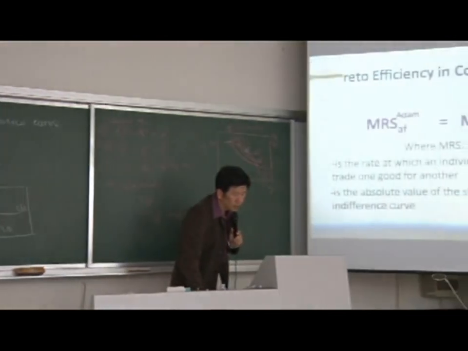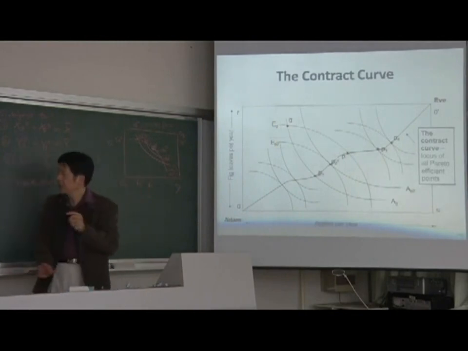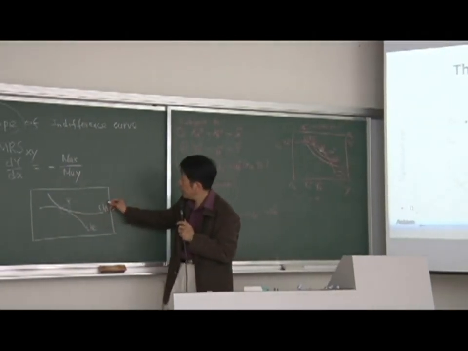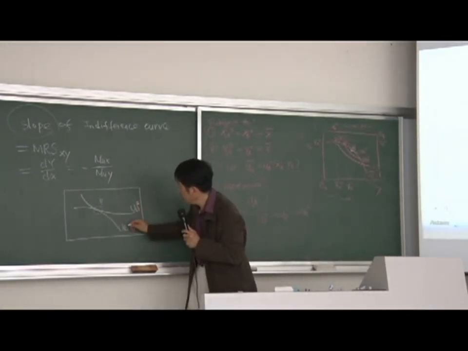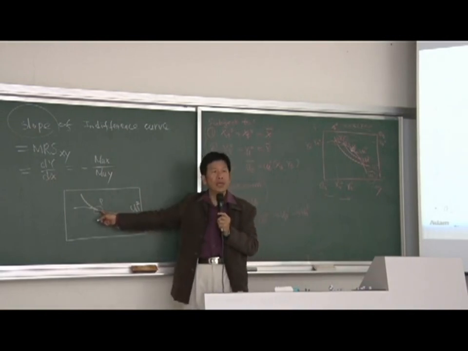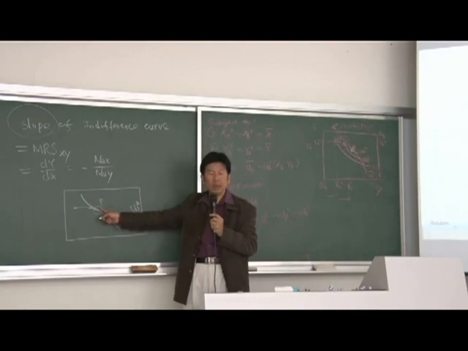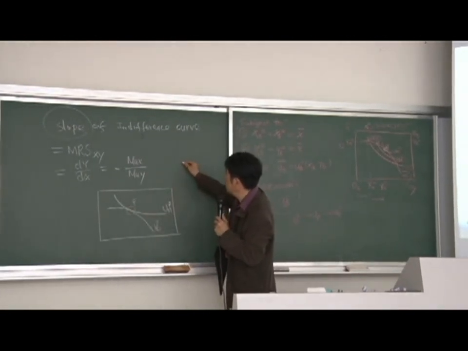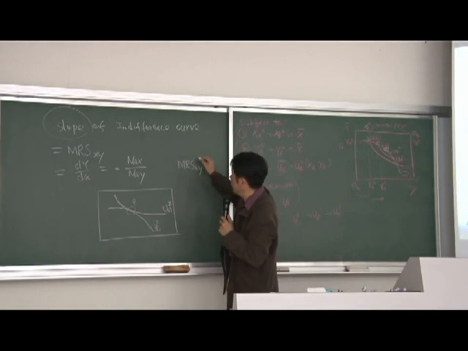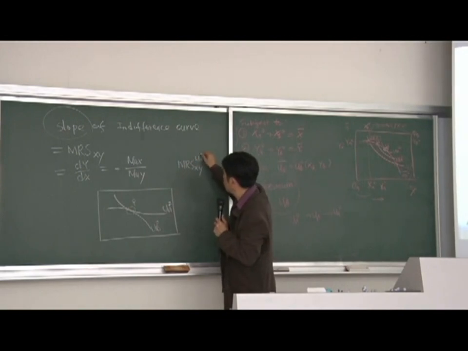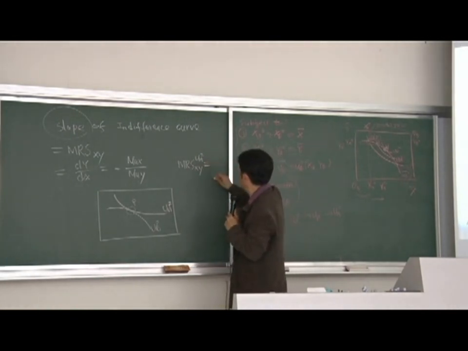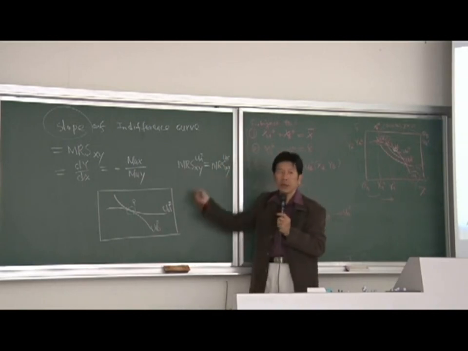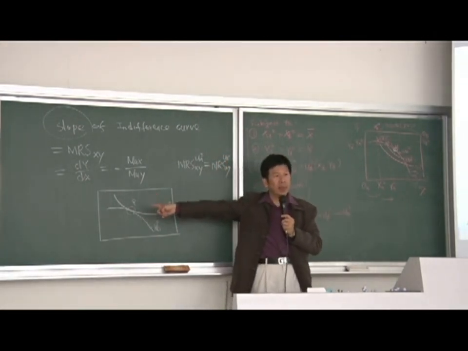Like the point P. At this point P, you can see UA2 and UB0 touch at the same point P. So the point P means their slope is the same. I mean this P means MRS_XY of UA2 equals MRS_XY of UB0, because they have the same slope.